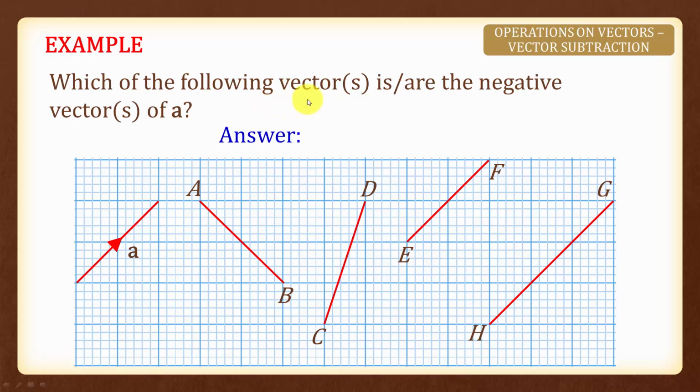Now, which of the following vectors is the negative vector of vector A? Yes, vector FE is the negative vector of vector A because it has the same magnitude but is in the opposite direction.